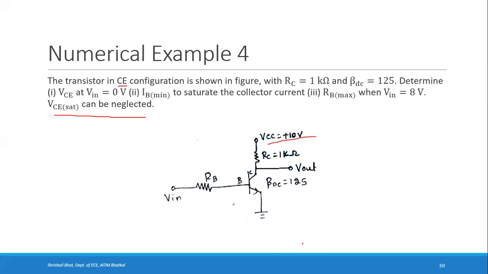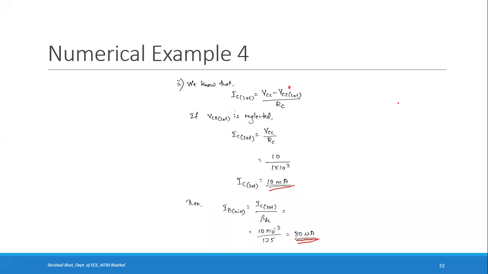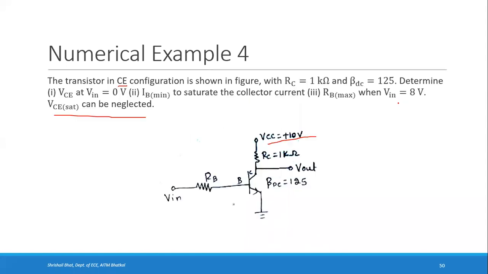This is the second part of the question. The third part is you're asked to find RB max when Vin is 8 volts. So how to get this? RB max is the resistance that is connected at the base.